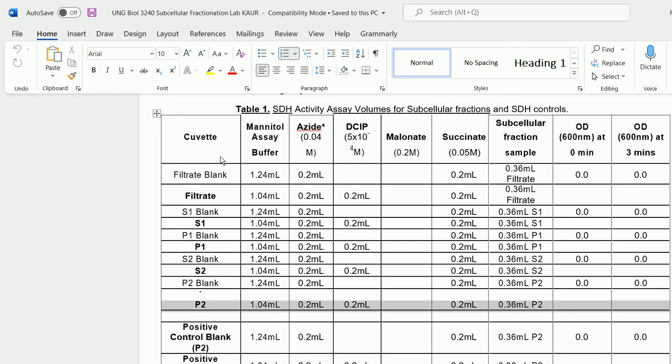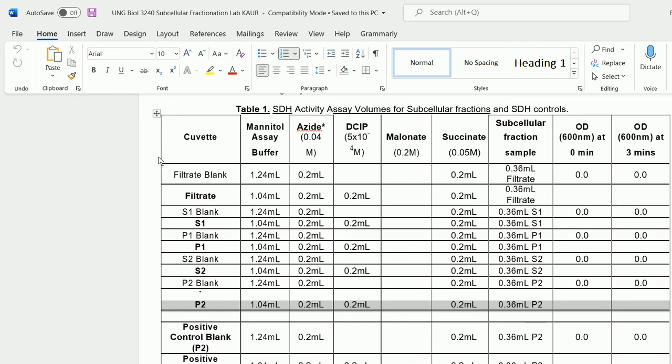So for filtrate, you will be adding 1.04 ml of the mannitol assay buffer. Then azide is 0.2 ml, DCIP is 0.2 ml, succinate is 0.2 ml, and your fraction, the first one is for filtrate, 0.36 ml. Okay, and the blank will have everything except DCIP. We do not want DCIP here because it's blank. You have to calibrate the spectronic with this. And because we are not adding DCIP, we are adding a little additional buffer here. You can see more buffer is here.